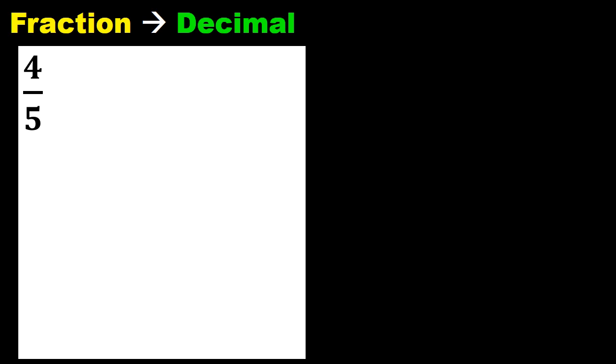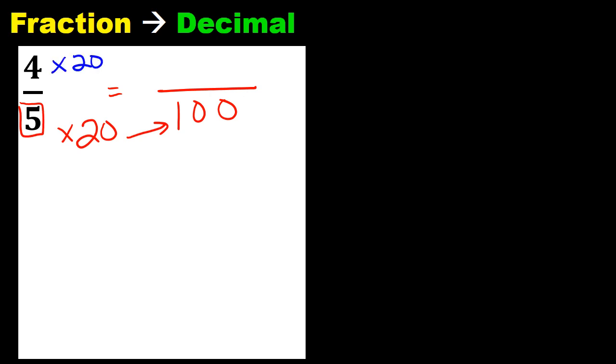So here we're given this fraction 4/5, and we have to go from a fraction to a decimal. And so we know that 5 is a factor of 100. And so we're going to go ahead and make this into a fraction out of 100. So we're going to notice that 5, using my factor chart, times 20 gives us 100. So whatever I do to the denominator, I'm going to do to the numerator. So 4 times 20 will give me 80.